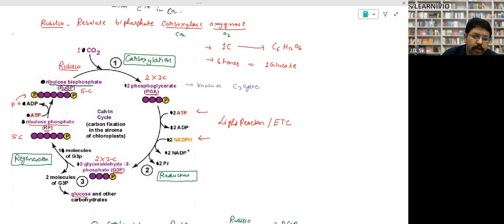These 2 molecules of phosphoglycerate will convert into G3P, glyceraldehyde 3 phosphate. It is also a 3 carbon compound, G3P, right? When it converts into G3P, 2 ATP will convert into 2 ADP, meaning energy will be expended. Then 2 NADPH will convert into 2 NADP. Both came from the light reaction. I have told you already that they are coming from the light reaction and utilized here. Now with the NADPH the hydrogen will break down and phosphate will be released. What is this process called? Reduction.